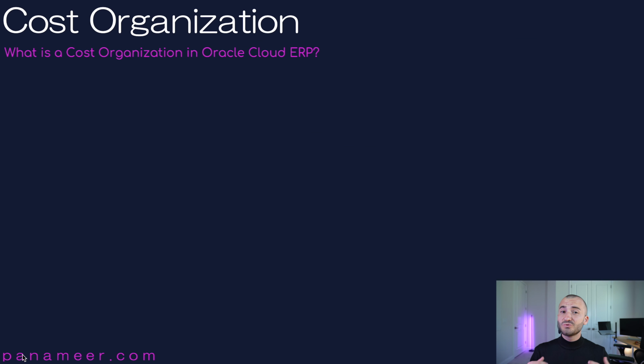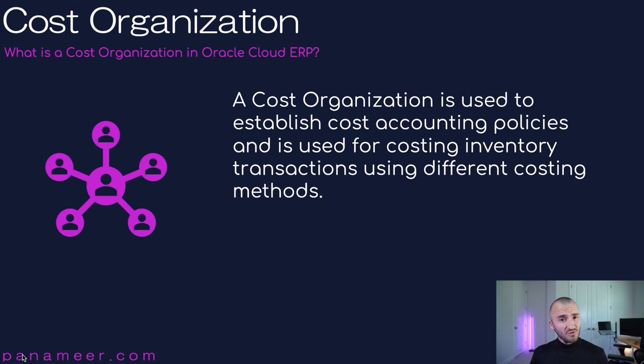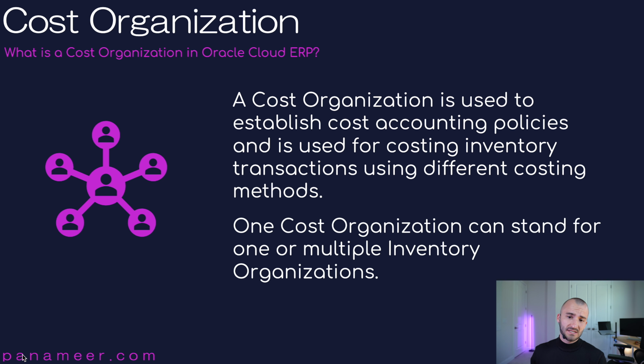Before we can get into the organizational structure, we have to understand three important definitions in Oracle Cloud ERP. First one is a cost organization. So what is a cost organization? A cost organization is used to establish cost accounting policies and is used for costing inventory transactions using different costing methods. And in Oracle Cloud, one cost organization can stand for one or multiple inventory organizations.